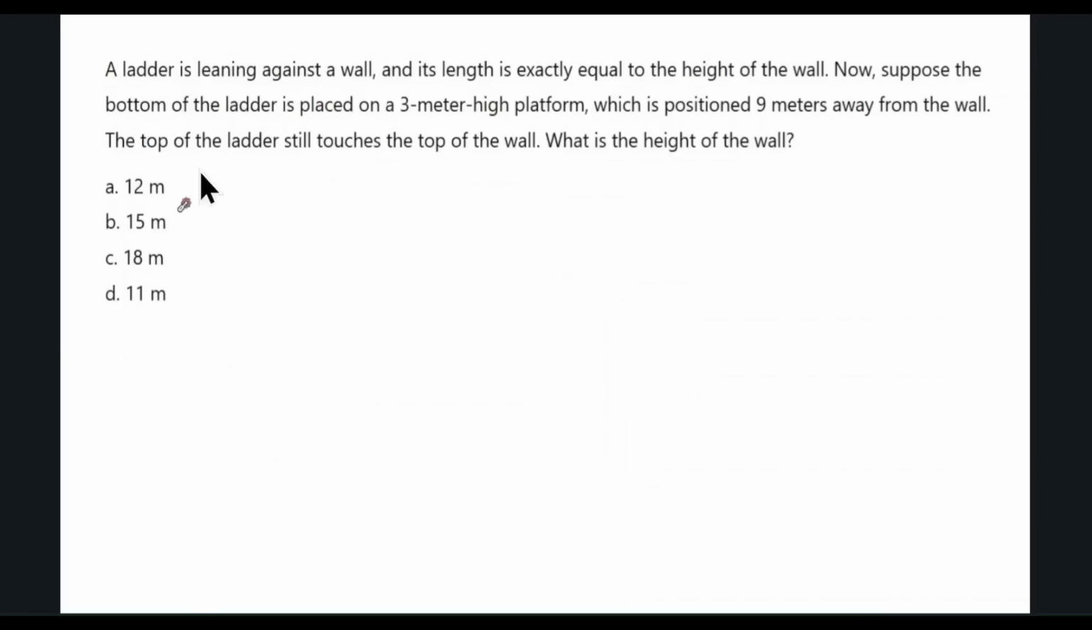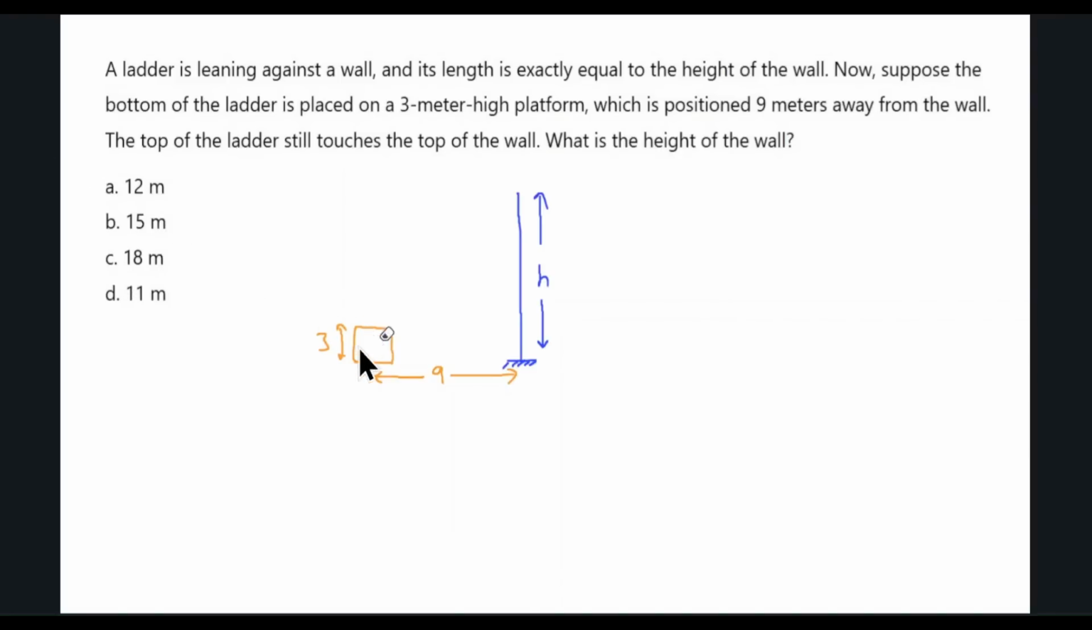Right, a ladder is leaning against a wall and its length is exactly equal to the height of the wall. All right, that's an important piece of information. Let's say this is the wall, and the height of the wall, let's call it h. And they are saying that there's a ladder that also has the length h. Now, suppose the bottom of the ladder is placed on a 3-meter high platform. All right, so there is a platform over here, 3 meters high, and it is positioned 9 meters away as well, by the way. So 9 meters away, there you go.